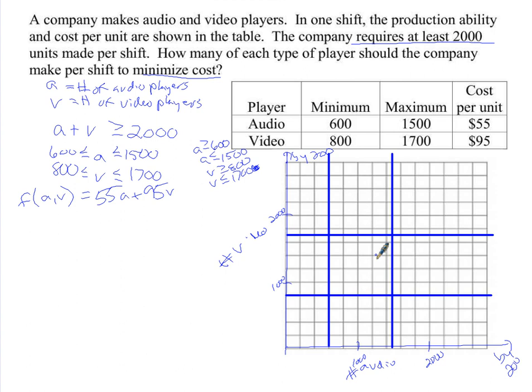So now I just got to graph this guy. I can graph that using intercepts. I have a V-intercept of 2,000. I have an A-intercept of 2,000. So now I'll just go ahead and draw that line in there. So now I have all of my constraints in here. I know from before that I'm restricted to this little region right here. When I draw this line in, the inequality says greater than, so that would be shaded above, which means that this region is my feasible region here.